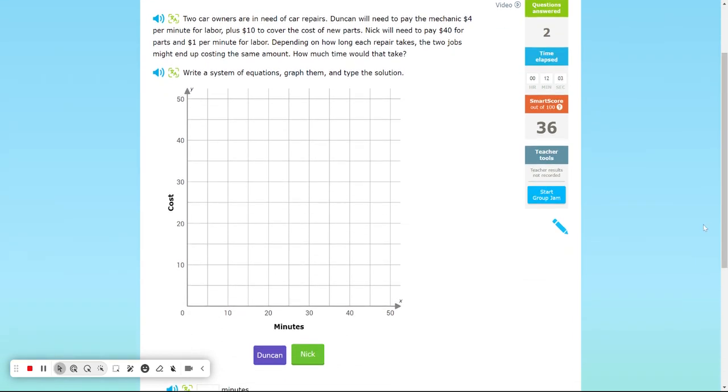All right, the next problem over here. Two car owners are in for car repairs. Ducan will need to pay the mechanic $4 per minute for labor. So let's write the equation for Ducan. You can see $4 per minute.